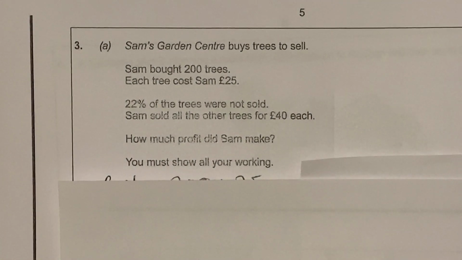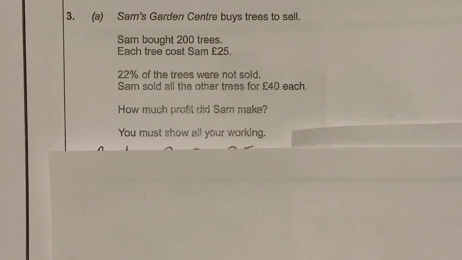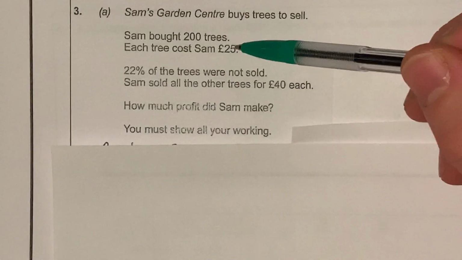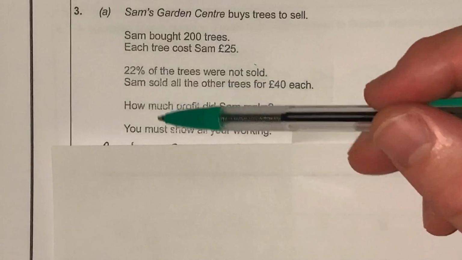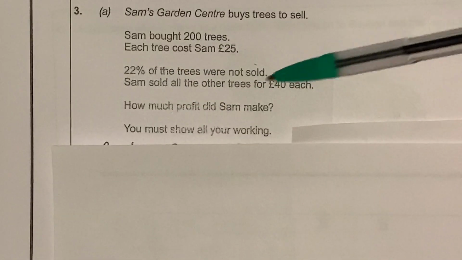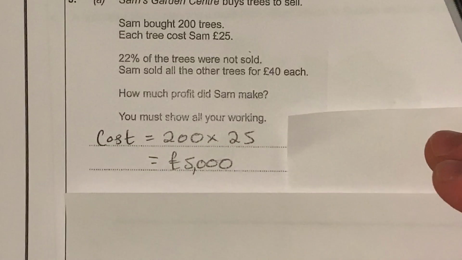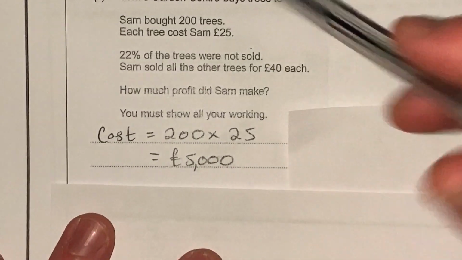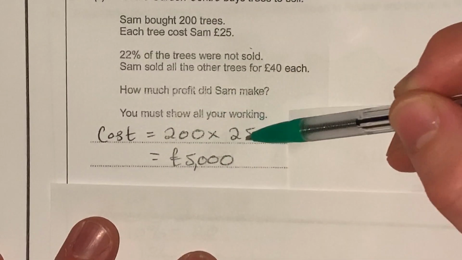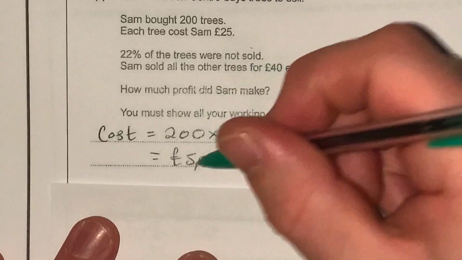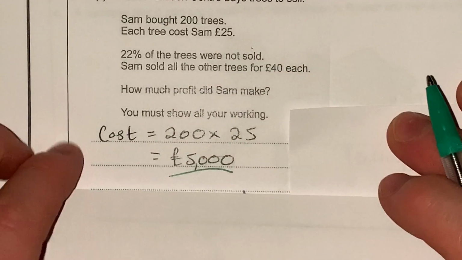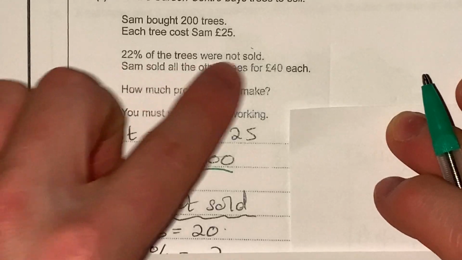All right then, Sam's Garden Centre buys trees to sell. Sam bought 200 trees. Each tree cost £25. 22% were not sold. Sam sold the other trees for £40. How much profit did he make? So we've got quite a bit to do. First, I'm going to start by doing 25 times 200. Use Napier's bones if you have to. If not, 2 times 25 is 50. Put the zeros back in. £5,000 for the trees. 1 mark. Then 22% were not sold.